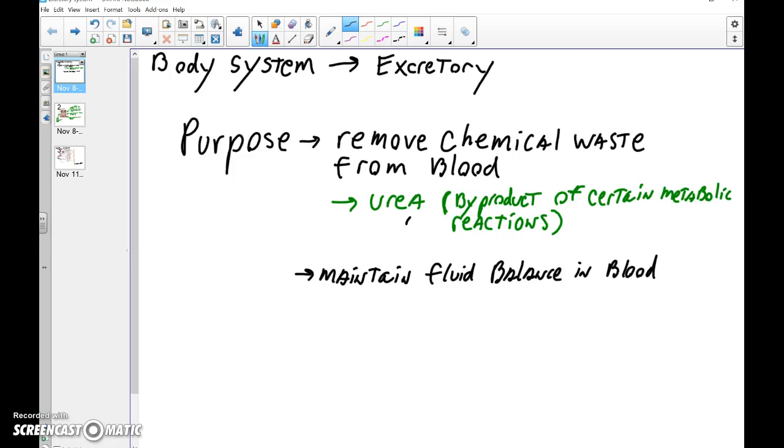So for today's presentation, we're going to look at another one of our body systems. This time we're going to look at the excretory system. Now, the excretory system has two main purposes. The first is to remove chemical waste from your blood.